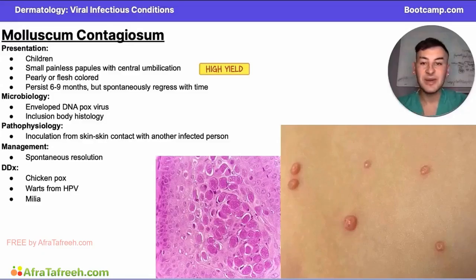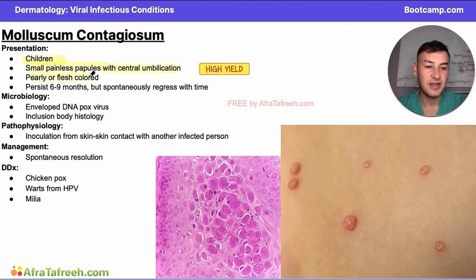So let's get started by talking about molluscum contagiosum, which is going to be a disease of childhood, and it's going to present with small painless papules with central umbilication that are pearly or flesh-colored, and most importantly, not painful, okay? So let's look at these on gross exam. This is a great example here. You'll see that there's a central area of umbilication that kind of depresses into the greater lesion, which is raised on the skin.